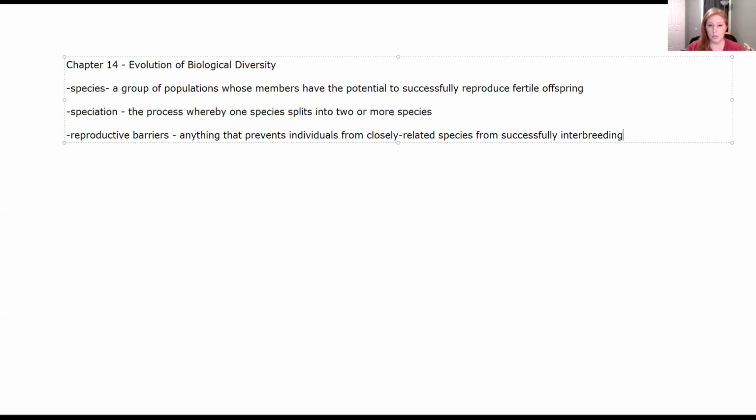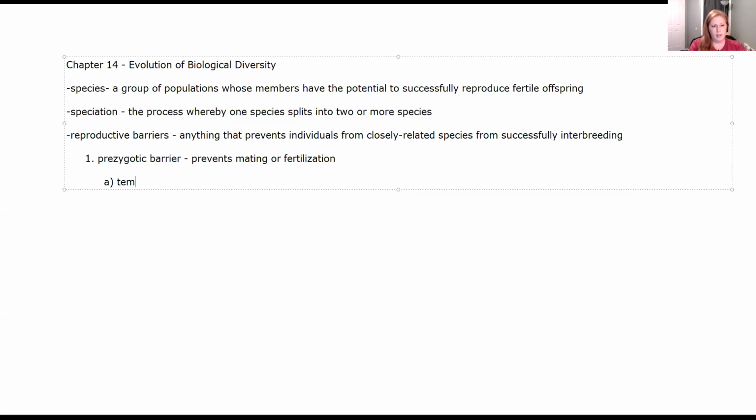Okay, so there's two different types of reproductive barriers. The first is called prezygotic. A prezygotic barrier is supposed to prevent either mating or fertilization. So before a zygote is formed is what that means. Okay, and we have types of this.